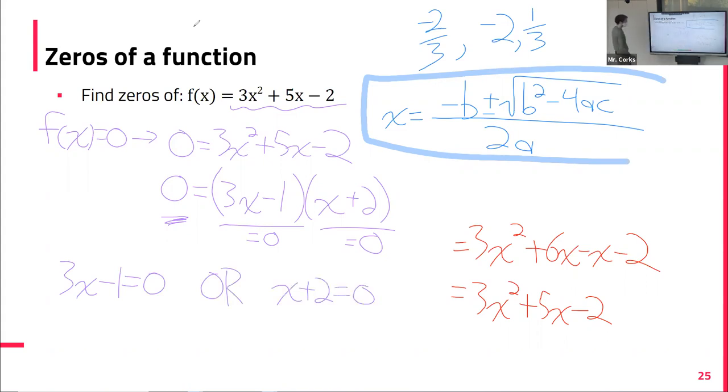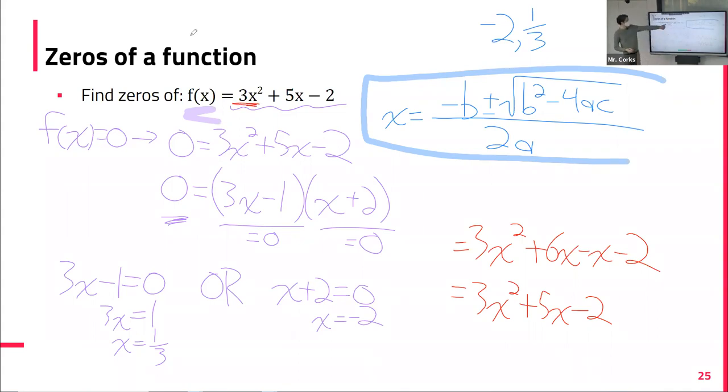Then we can just do some very simple rearranging and solve for x. So 3x equals 1, x equals 1 over 3. And here, x equals -2. So there are the two zeros. These are the x-intercepts. When x is equal to 1 over 3, when x is equal to -2, that's when our function is 0. Let's just test that out here. I won't do it for both of them, but for -2.